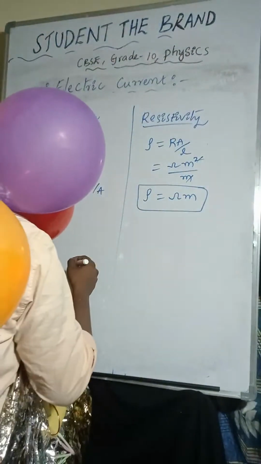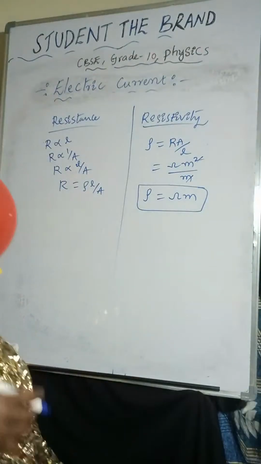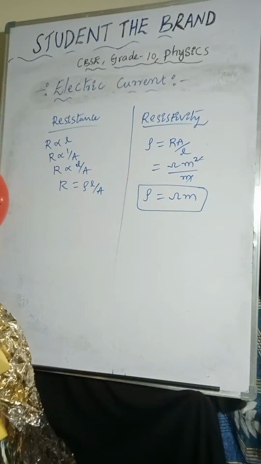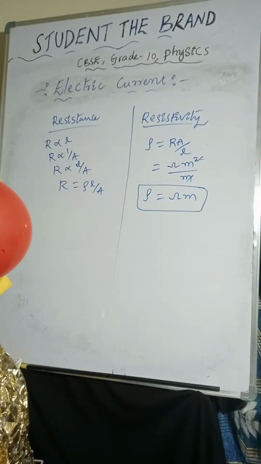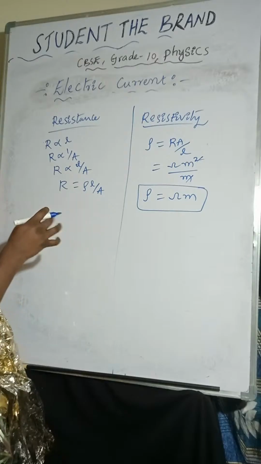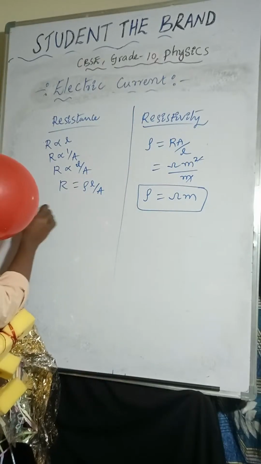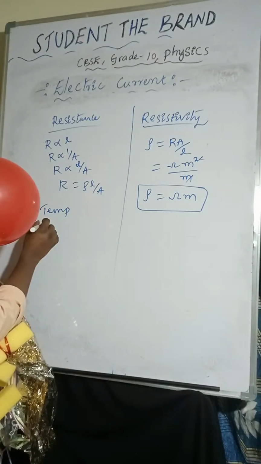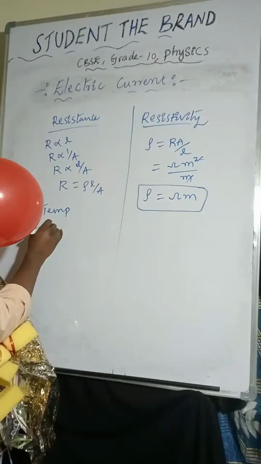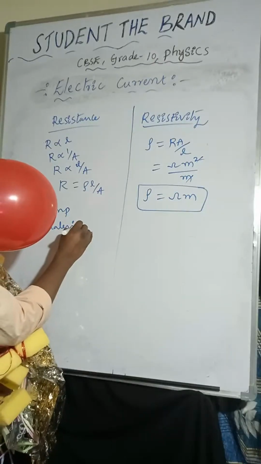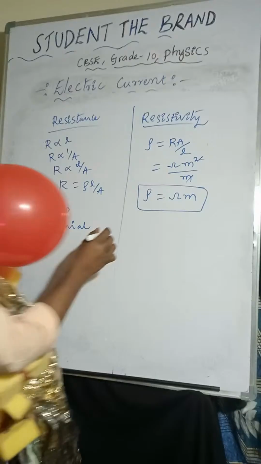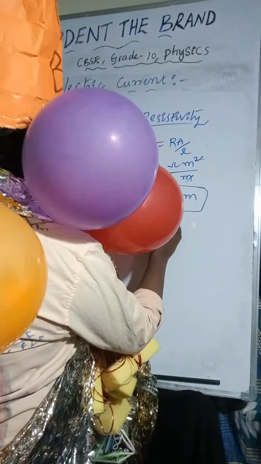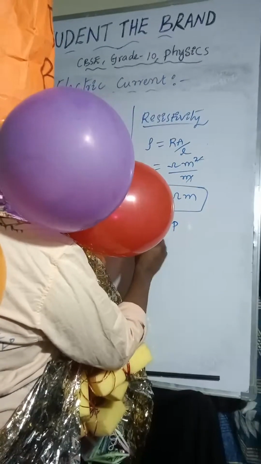And here resistance is directly proportional to length of the conductor. Resistance is inversely proportional to area of the cross section. R is directly proportional to L by A. Okay. So now, resistance depends on temperature, and resistance depends on material of the conductor. Here also resistivity depends on temperature, and resistivity depends on material of the conductor.